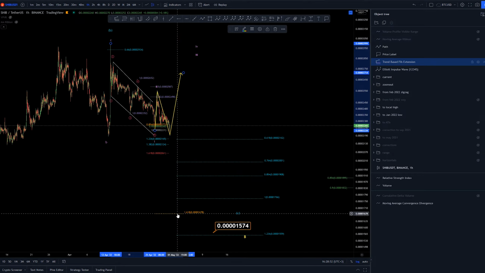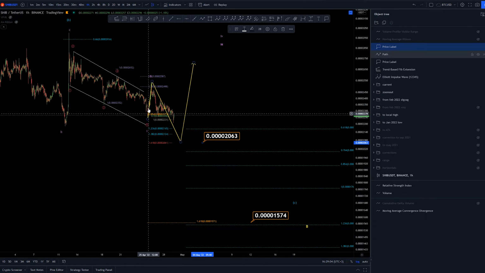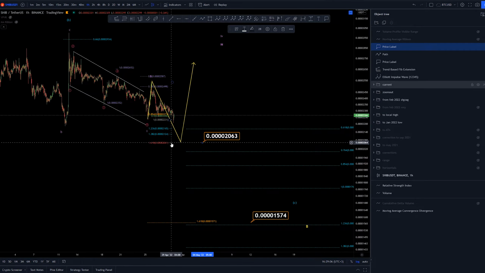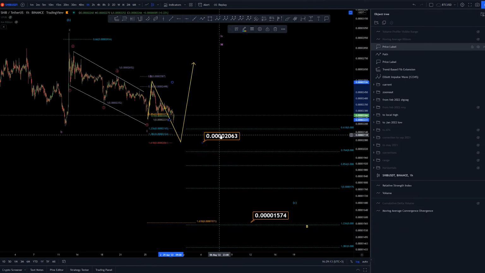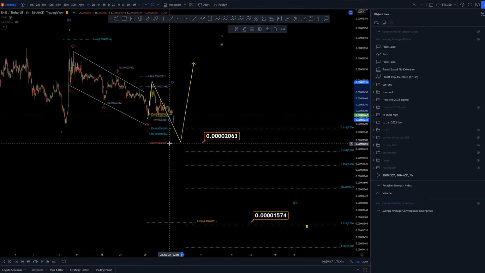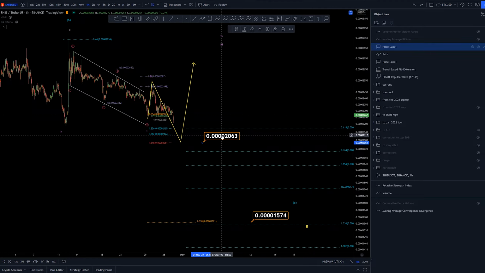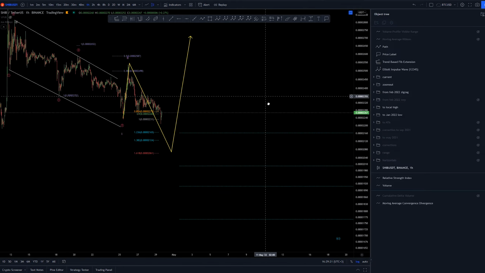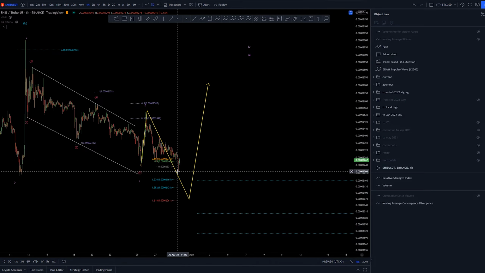Now the B wave can come all the way down here to these areas. The invalidation to me is right here at 1.618 of this first move. So a flat shouldn't go past the 1.618 retracement of the first move, which is around 4 zeros and 2063 or 61 on my, oops, not that one. But yeah, it could already shoot up from here. It's definitely possible.